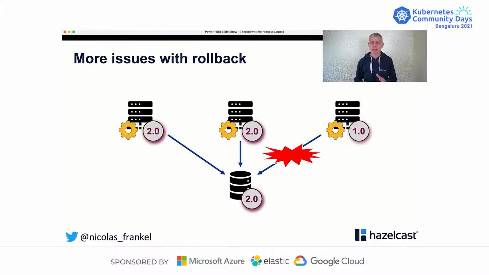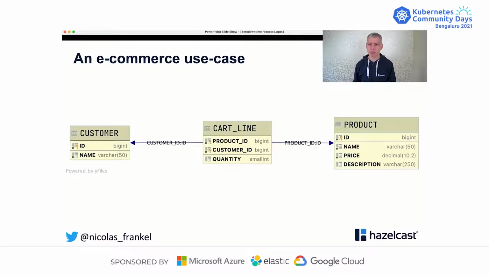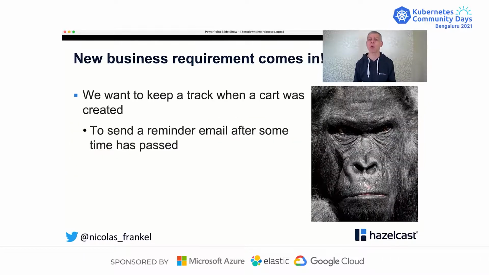Well, let's have a very concrete example. Again, I've been working in e-commerce, so I'm using that e-commerce example a lot. We have this simple schema: a customer has multiple cart lines, and every cart line has one product. I started as an architect with this schema. My application became very popular, and now the business comes with requirements, as always.